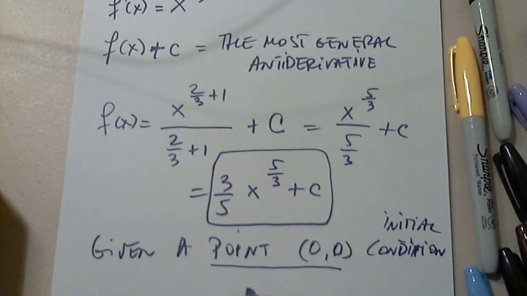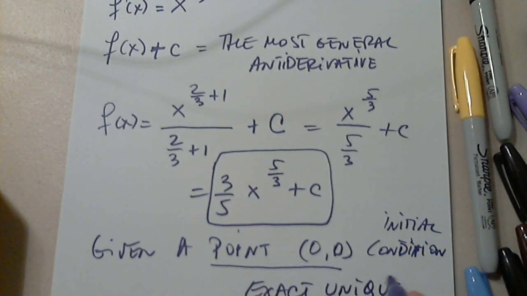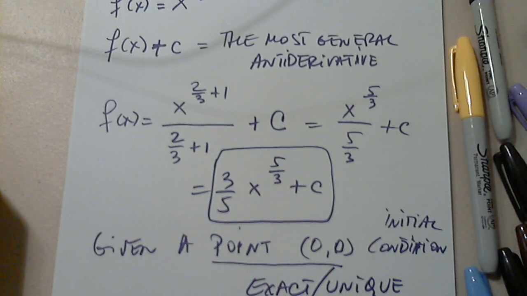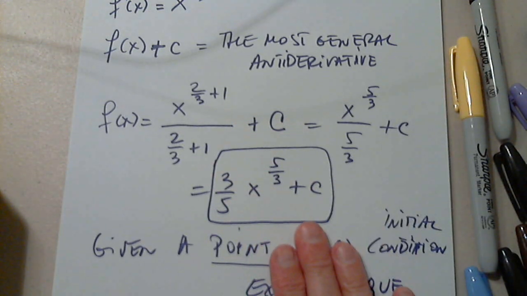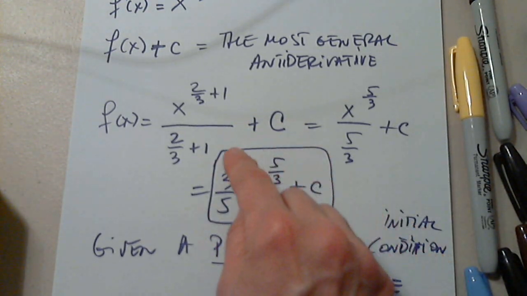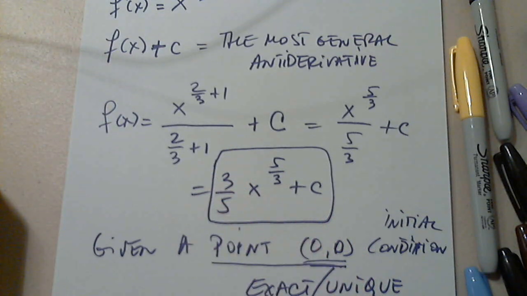Then I can determine the exact or unique function, because c will be 0. So if I'm given a point, I can determine a unique function. If I'm not given a point, then I will determine the most general antiderivative. I want us to work on a few problems, and then I'm going to show you a notation of this.